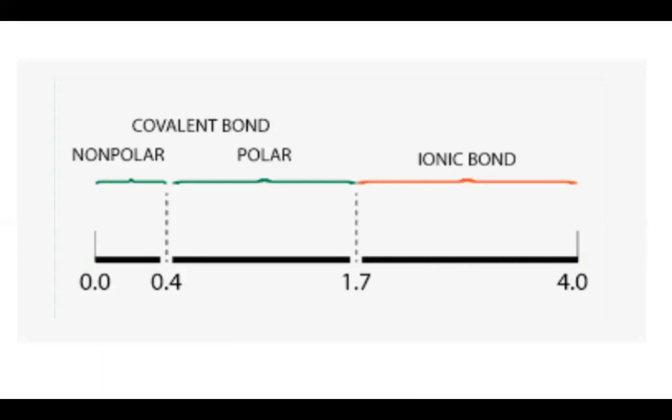But if we were to take copper and bond it with oxygen, that becomes an ionic bond because we have a metal and a non-metal. And so we would look at its electronegativity value.